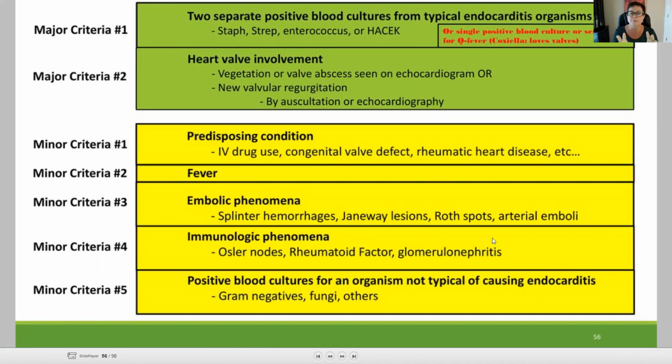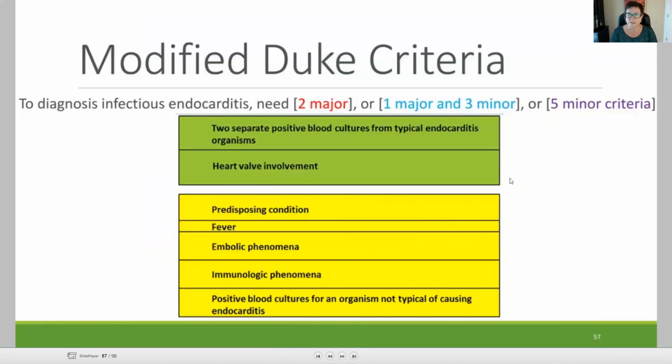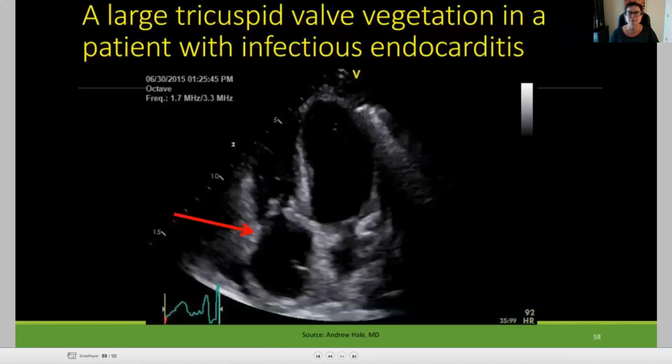Criteria 4 are immunologic phenomena such as Osler's nodes and glomerulonephritis. And then criteria 5 is positive blood cultures for an organism that may not be typical of endocarditis, but basically positive blood cultures. So when we look at diagnosing, you either need 2 major, or 1 major plus 3 minor, or 5 minor criteria. It's really rather confusing, and so it takes an astute clinician to put these findings together and confirm the diagnosis, mostly through echo.